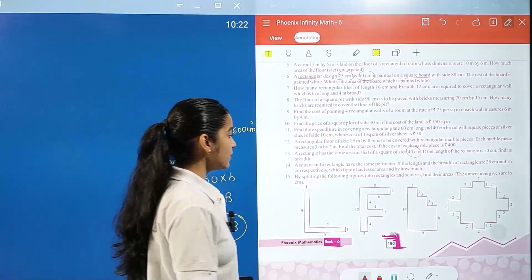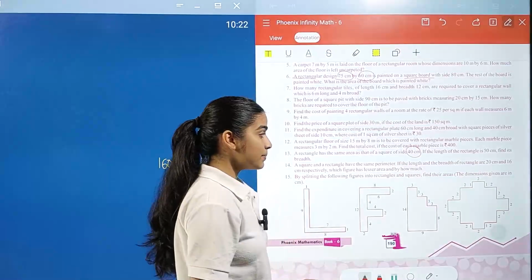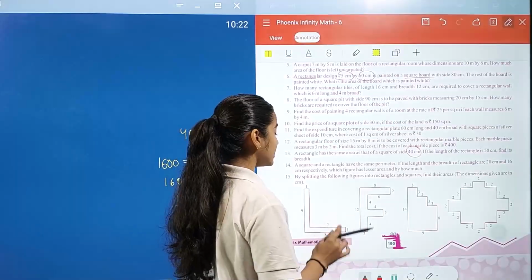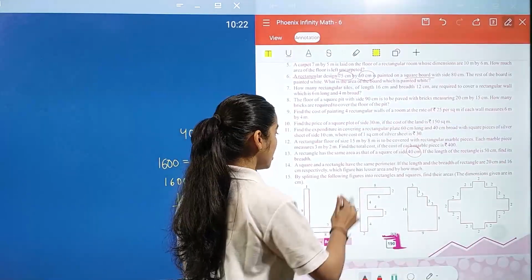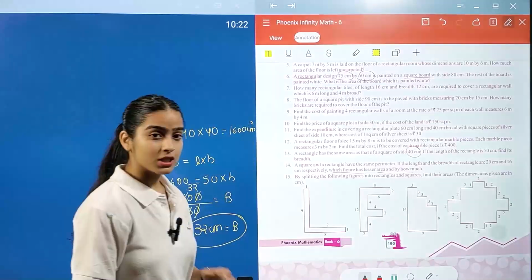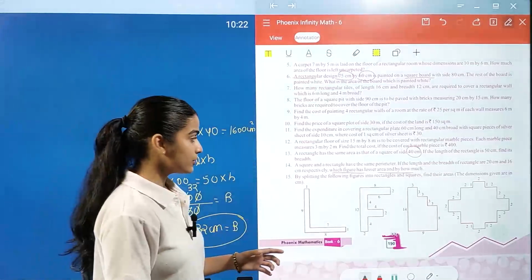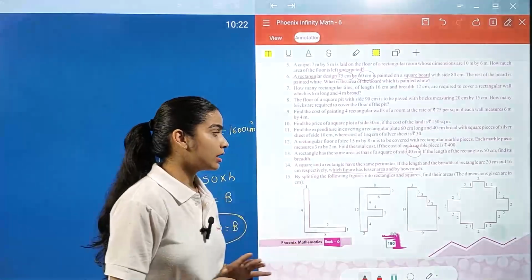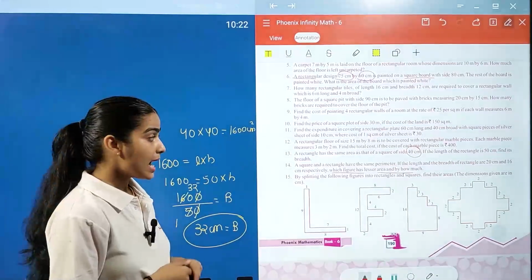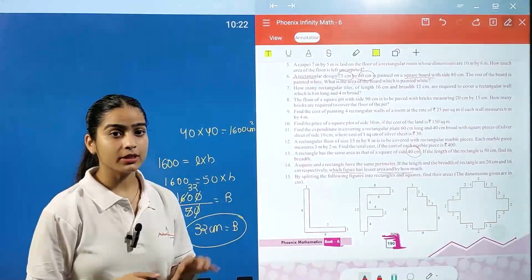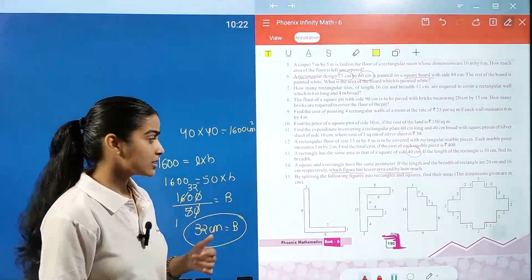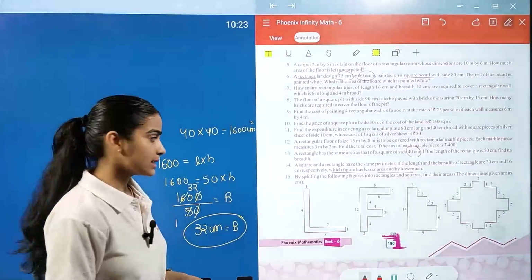Next question: a square and a rectangle have the same perimeter. If the length and breadth of the rectangle are 20 centimeter and 16 centimeter respectively, which figure has lesser area and by how much? What you have to do here: you have the length and breadth, so first calculate the perimeter. After this, calculate the square's side and area from the same perimeter, and then you can simply write which one has the greater area.